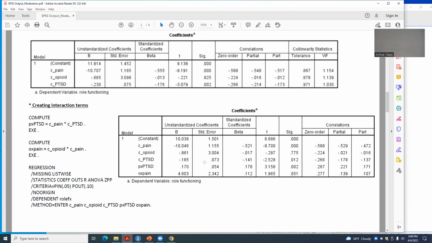And if we go through and take a look, Basha, what do we have in terms of evidence for our interaction effects? What are we seeing here for pain times PTSD? Okay, go through and say what you're going to say.